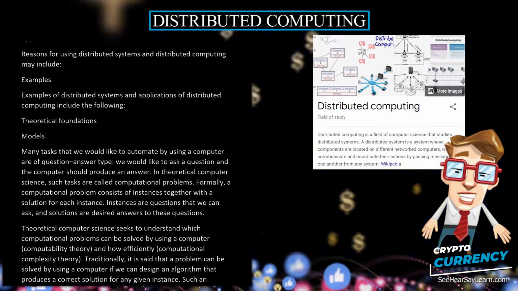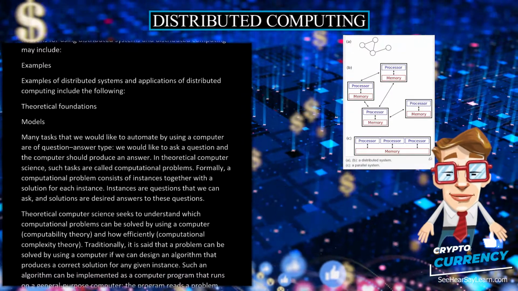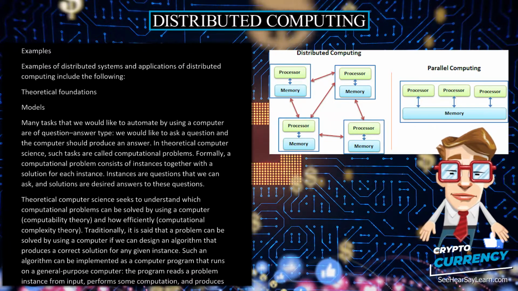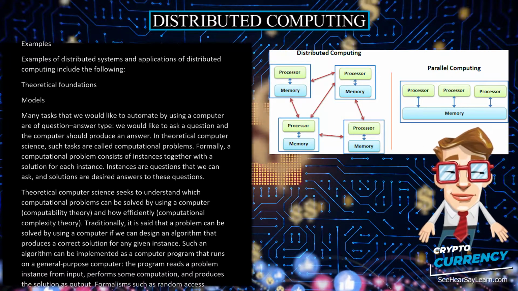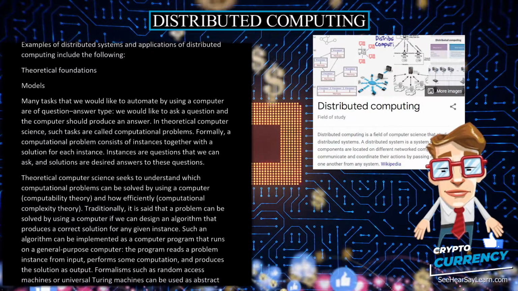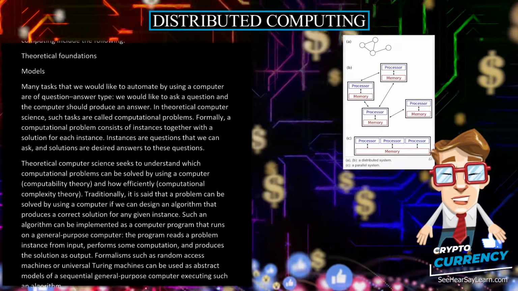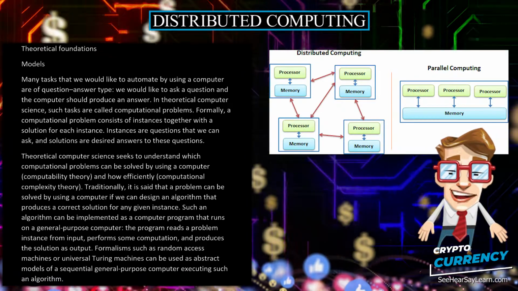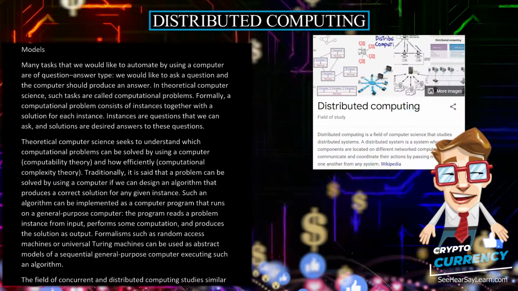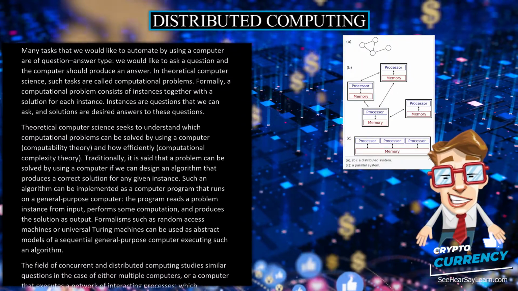Formally, a computational problem consists of instances together with a solution for each instance. Instances are questions that we can ask, and solutions are desired answers to these questions. Theoretical computer science seeks to understand which computational problems can be solved by using a computer (computability theory) and how efficiently (computational complexity theory). Traditionally, it is said that a problem can be solved by using a computer if we can design an algorithm that produces a correct solution for any given instance.